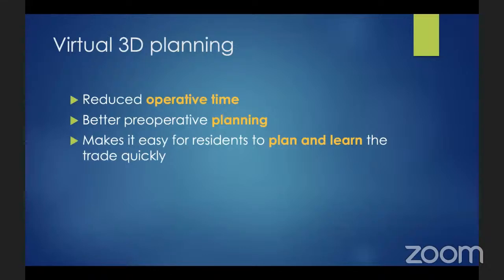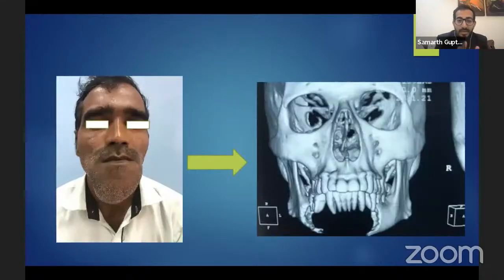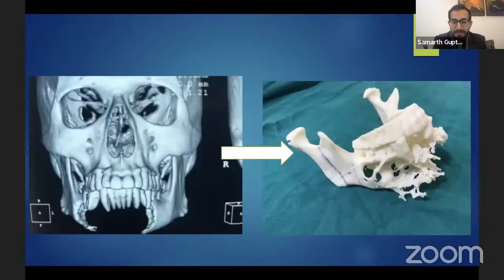So what it does is it actually reduces operative time. It helps in better pre-operative planning, and I'll show you how it makes it easy for residents to plan and learn the trade quickly. So I'll deal with this particular patient. You can see that his entire mandible has been eaten by the ameloblastoma. He has this huge swelling in the chin area, and we created these 3D lithographic models.